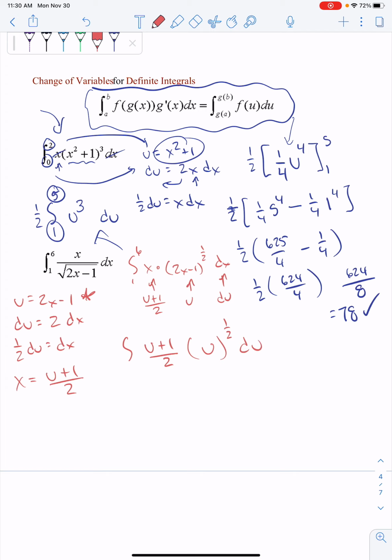Now I need my new bounds. Instead of 1 and 6, I'm going to plug those into my u function. So 2 times 1 is 2, minus 1 is 1. 2 times 6 is 12, minus 1 is 11. So here's my new function that I need to integrate. I don't have to worry about going back. I can just use this integration.